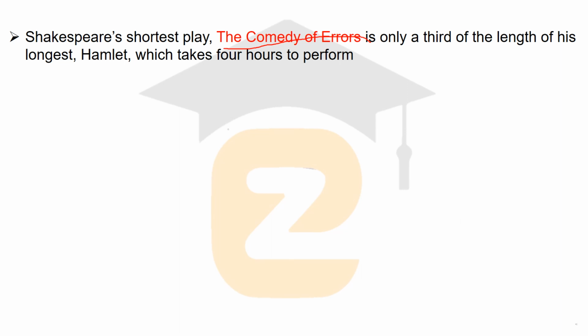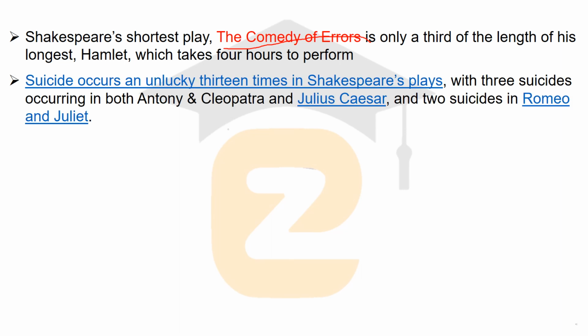This was the shortest play, and it is only one third, एक तिहाई भाग है. This play is one third of Hamlet, which takes 4 hours to perform. Yes, Hamlet जो प्ले है, वो 4 घंटे में परफॉर्म होता है, written by William Shakespeare. But Comedy of Errors is the shortest play of William Shakespeare, and it is the one third part of Hamlet.